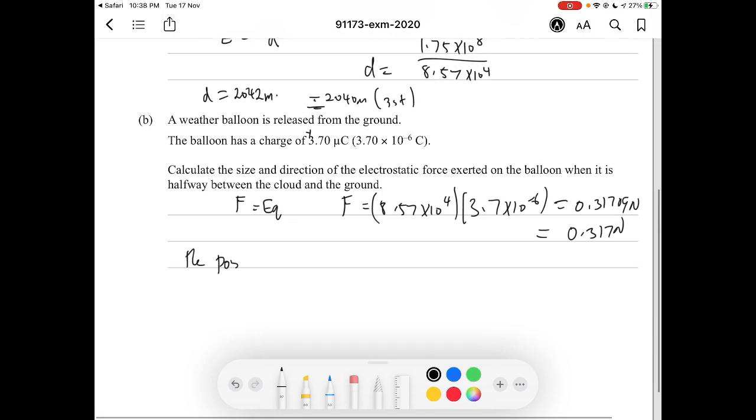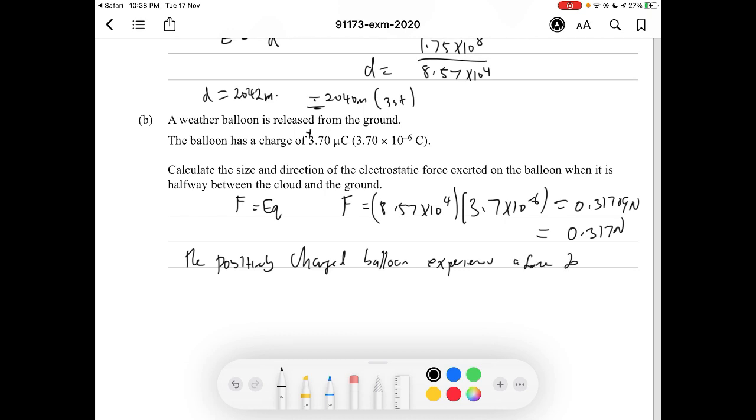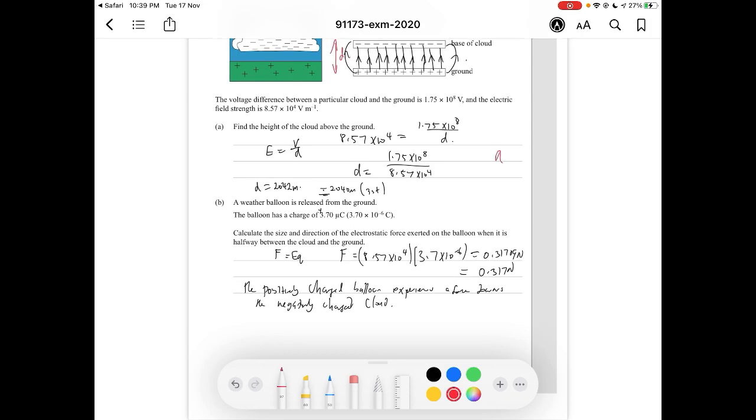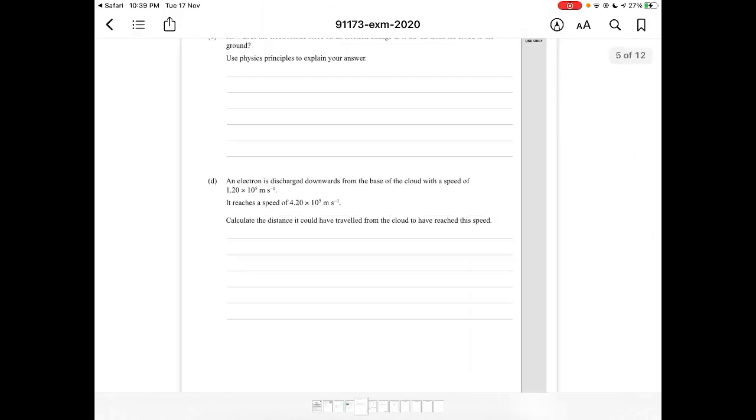So the positively charged balloon experiences a force towards the negatively charged cloud. That should be our final answer. So this first question should just be an achieved. The second question might be a merit: merit if you can give both size and direction, and achieved if you can give either the size or direction.